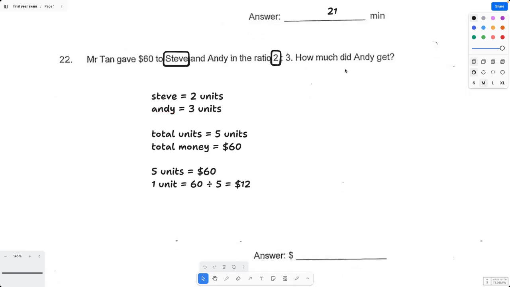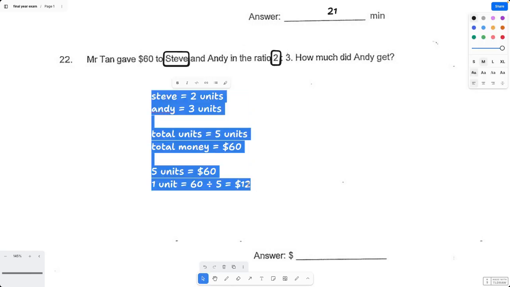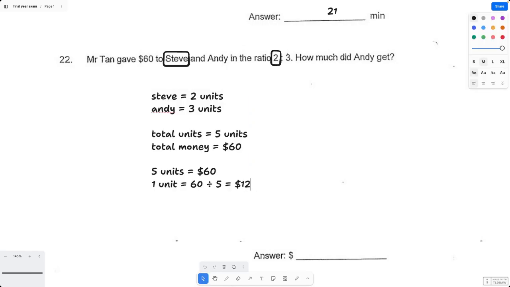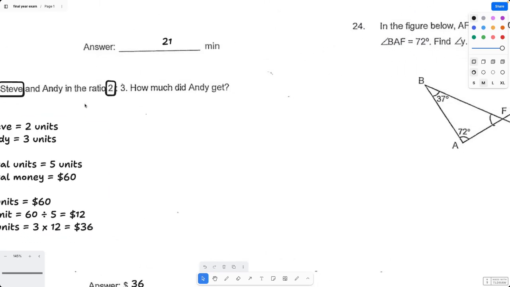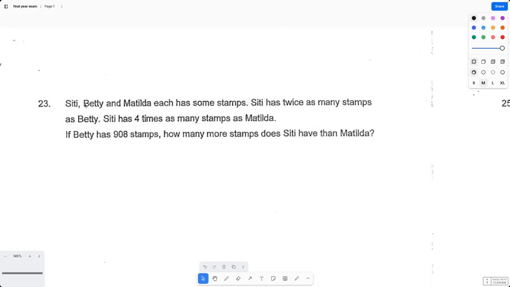Okay, so what is Andy? Andy is basically, in this case, 3 units. So from here, what we can do is we can just multiply: 3 units is equal to 3 times 12, which is $36. And that's the answer. The answer to this is $36. There you go. All right, that's for question 22. Let's move on to question 23.